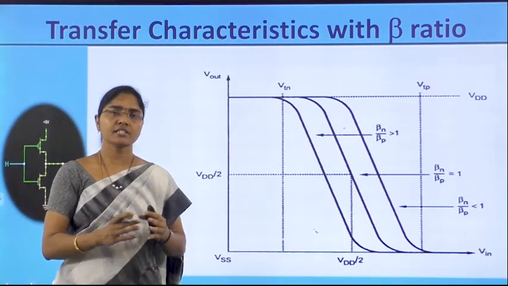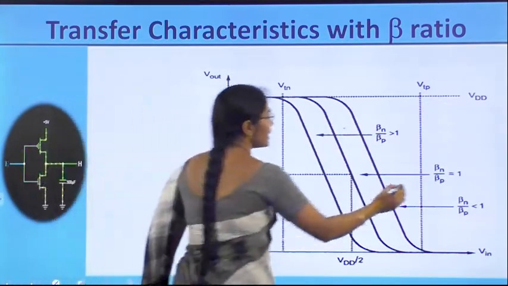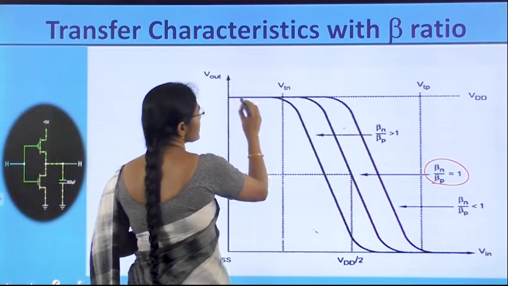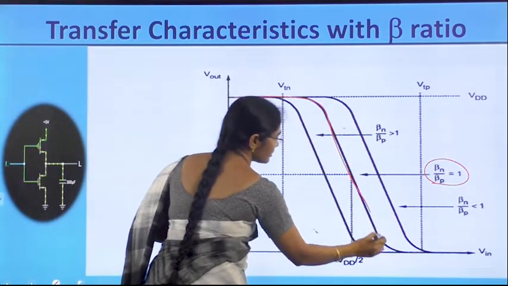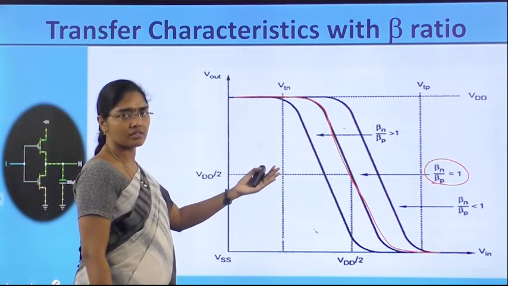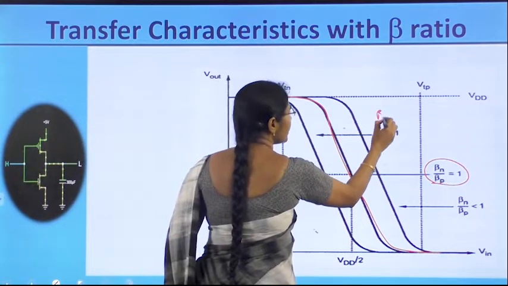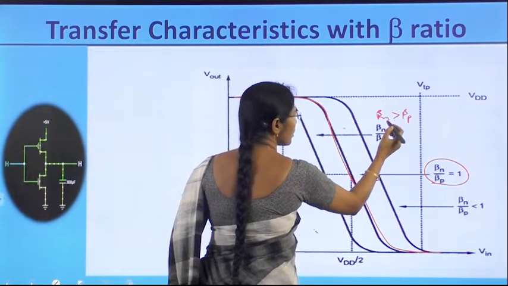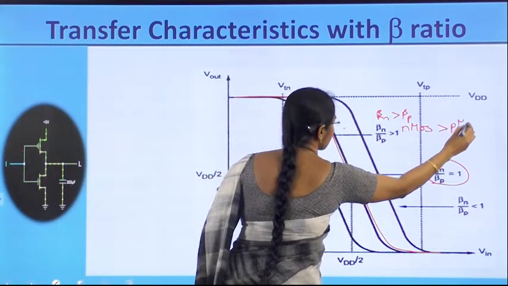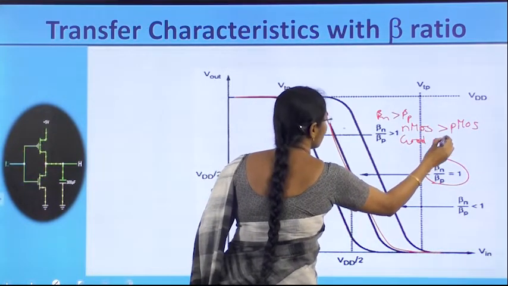Now let's check the transfer characteristic by changing its size. First, taking beta n equal to beta p, that is the symmetric characteristic. Then its transfer characteristic is represented like this. Now if beta n by beta p is increased or decreased, greater than 1 or less than 1, that means if beta n is greater than beta p, what does that mean? NMOS size is greater than PMOS size. That means it is representing a good NMOS.